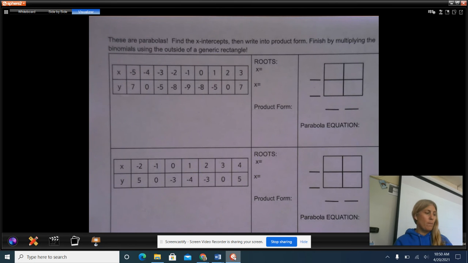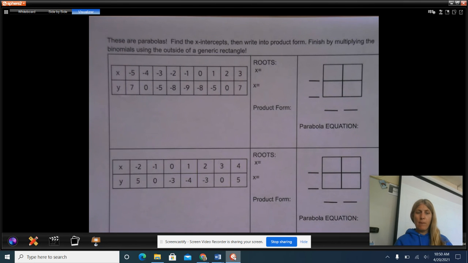Today, for our warm up, we are going to look at a problem that is very similar to a problem that you're going to find on your Chapter 9 quiz. And I just wanted to practice. Basically, what we're doing is we're looking at a table of values, and we need to write the equation.